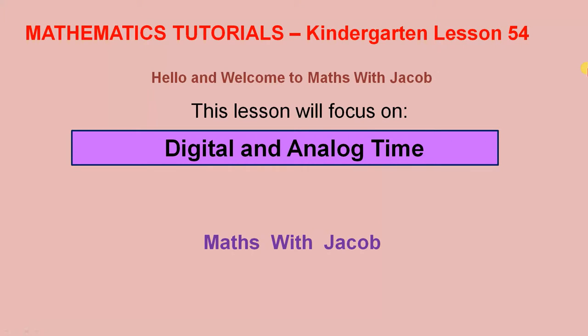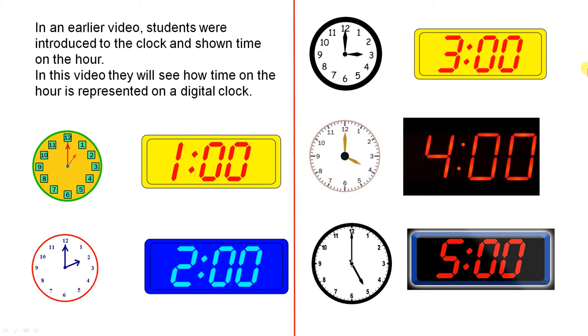This lesson will focus on digital and analog time. In an earlier video, students were introduced to the clock and shown time on the hour. In this video, they will see how time on the hour is represented on a digital clock. So this was time on the hour, and that's the digital format.